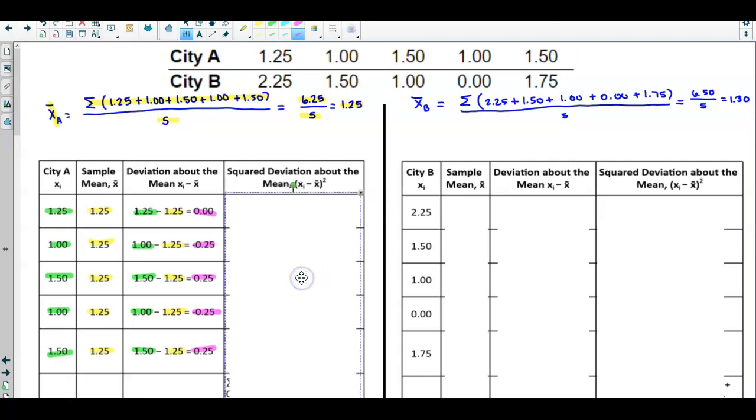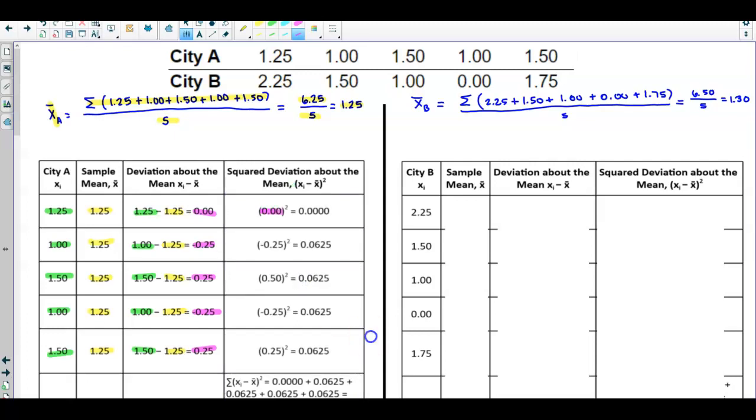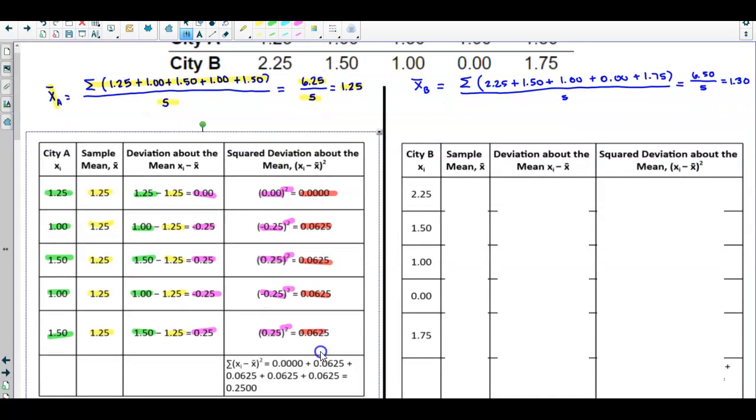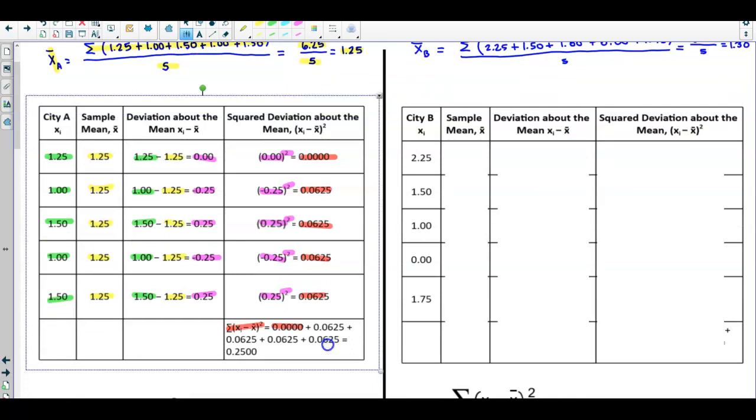Now we're going to take the deviations and square each one of them. We take 0.0 and square it to give us 0. We take the deviation negative 0.25 and square it to get 0.0625. The next deviation should be 0.25, so making the correction, if we square 0.25, that gets us 0.0625. Again, if we take negative 0.25 and square it, that gives us 0.0625. And again, if we take 0.25 and square it, we get 0.0625. Now we total up the squared deviations about the mean, and adding those all up, we get 0.2500.